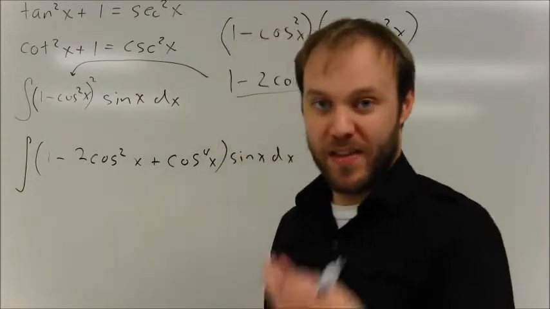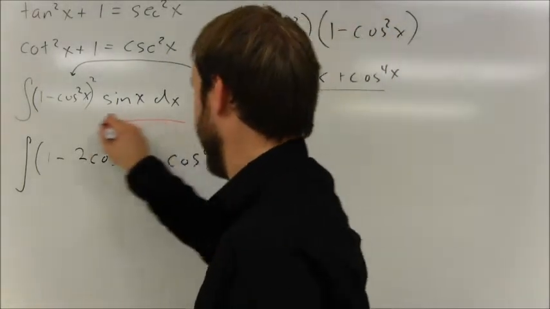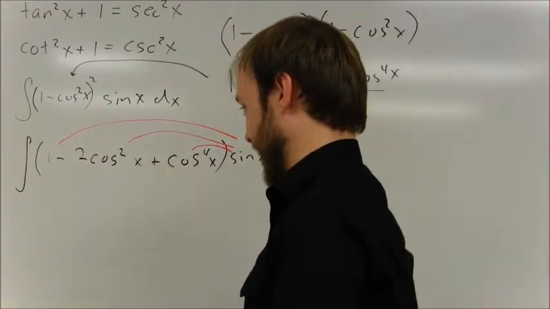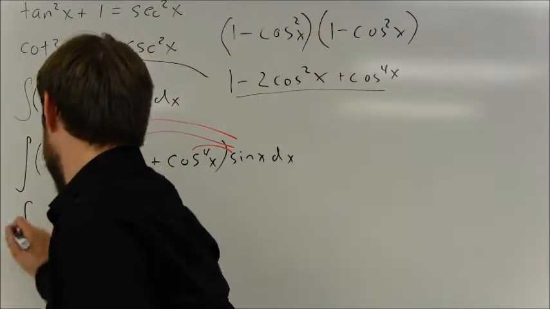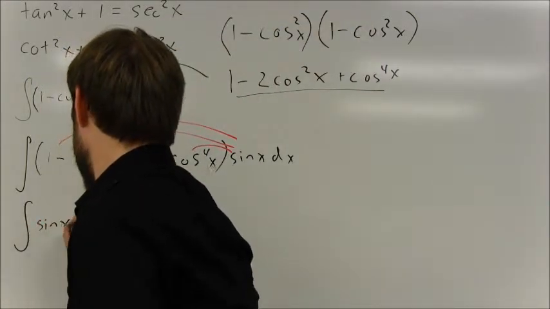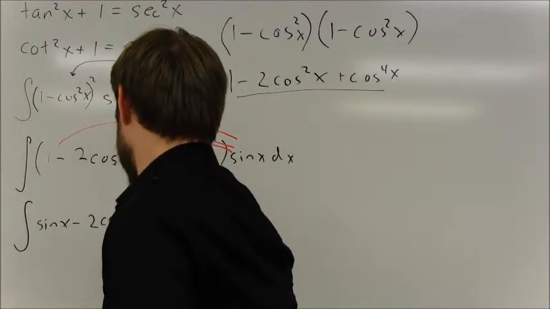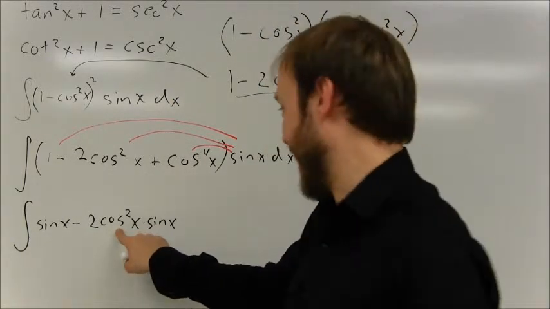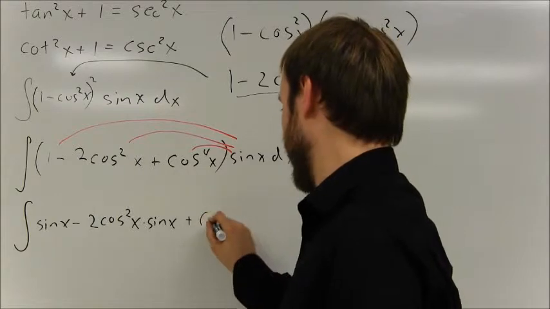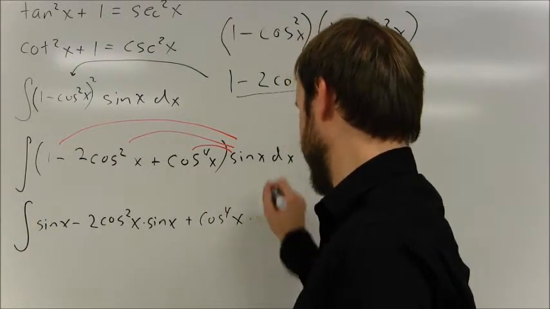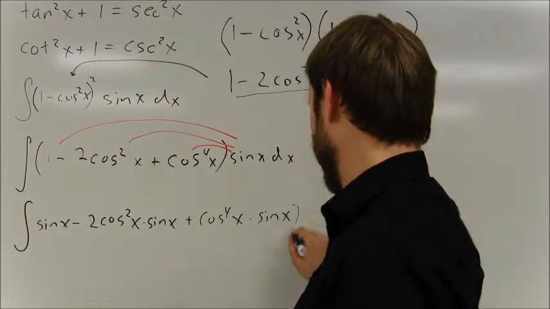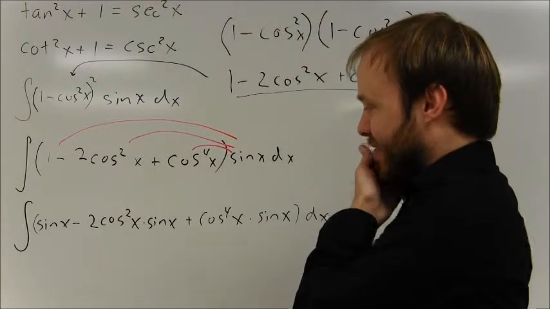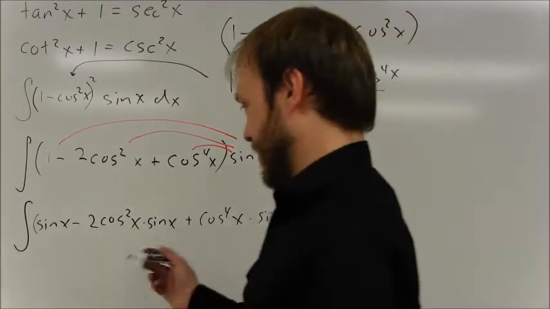And what's going to happen here? The distributive property really comes in handy. This gets multiplied by the sine of x. This gets multiplied by the sine of x. That gets multiplied by the sine of x. What does that end up doing? It ends up giving me the integral of sine of x minus 2 cosine squared x sine of x. This is linked to the derivative of the inside function. I've got to have that. Plus cosine to the fourth of x times the sine of x, all of this technically dx. And now I can split this up into three integrals.